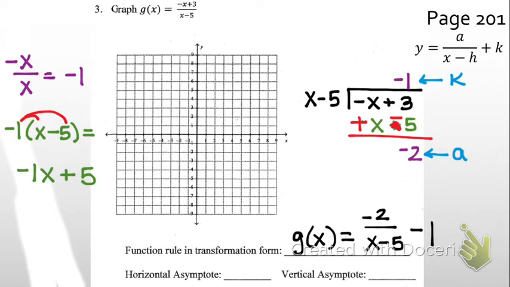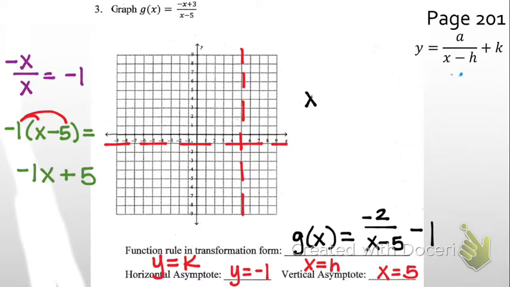So the horizontal is y equals k. The vertical is x equals h. So you have to write y equals negative 1. And you have to have x equals 5. So that's the first thing I should see is x equals 5, y equals negative 1. So let me go ahead and put our table up.